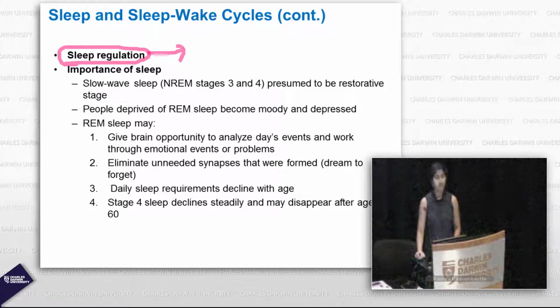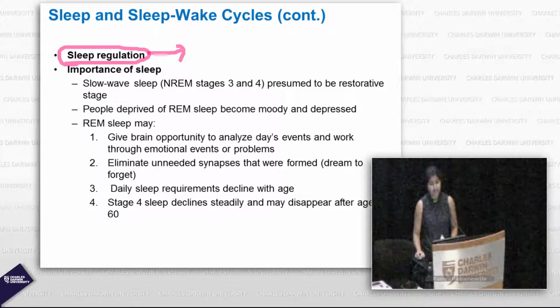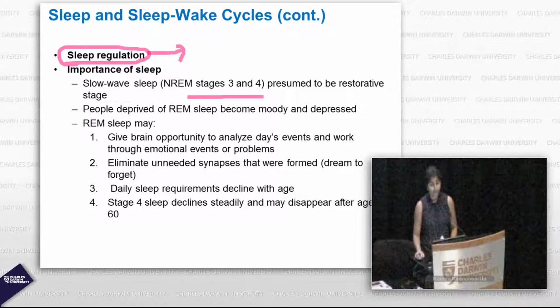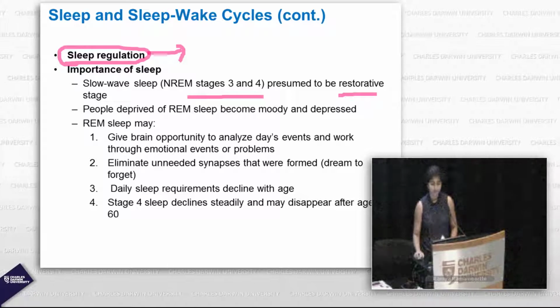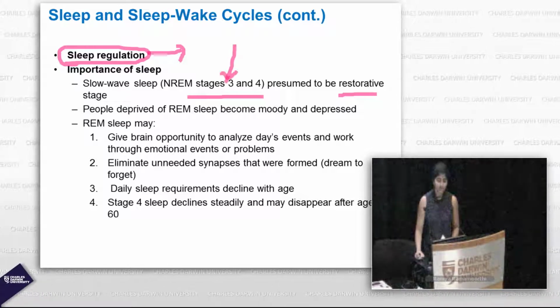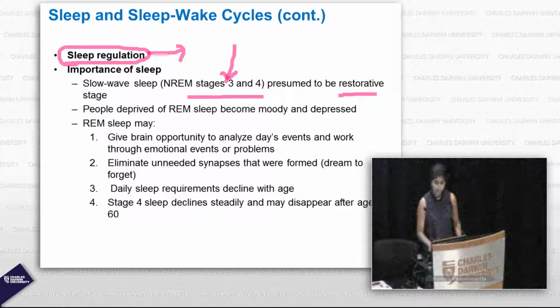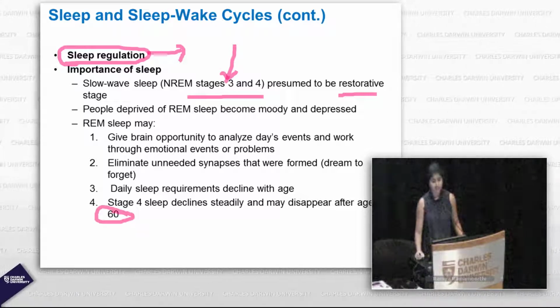Okay, so the importance of sleep. Basically, I told you stage 3 and 4 are important because they restore your body back to normalcy. And as people age, getting restorative sleep starts to decline as well. They say that after the age of 60, it's possible that they don't get any restorative sleep at all.